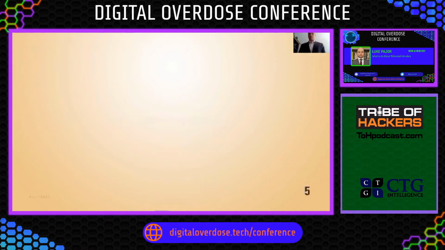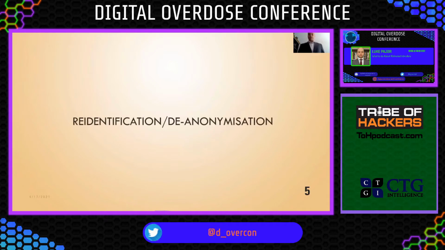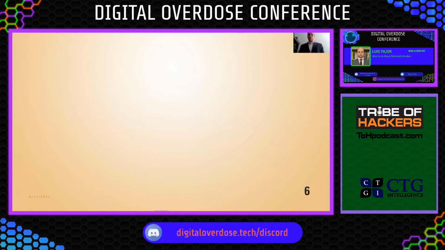Next definition, we've got re-identification and de-anonymization. These two terms are used interchangeably. So what is it? In short, it is described as the process of analyzing data or combining it with other data with the result that individuals become identifiable.